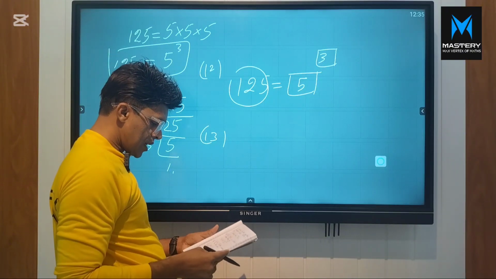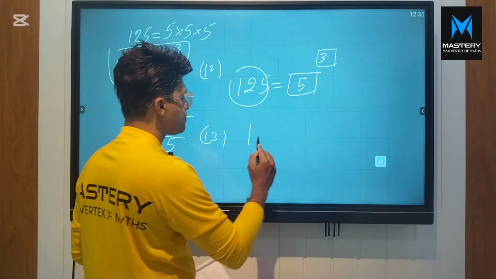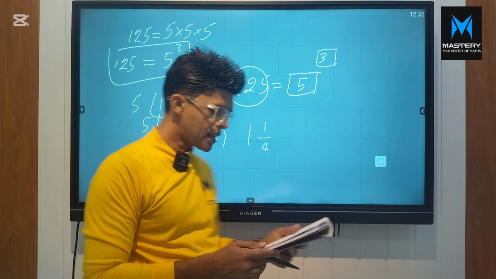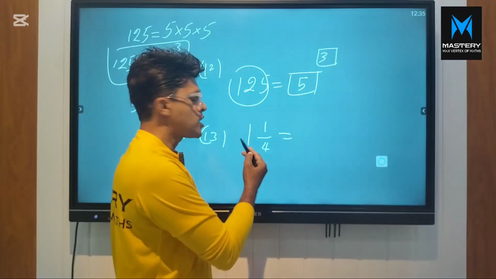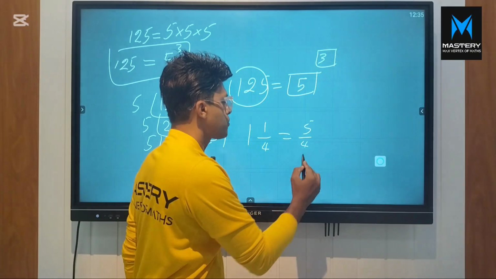Okay. The 13th question, express 1/4 as an improper fraction. How do you do this, right? So 4 into 1, 4 plus 1, 5. This is the improper fraction.